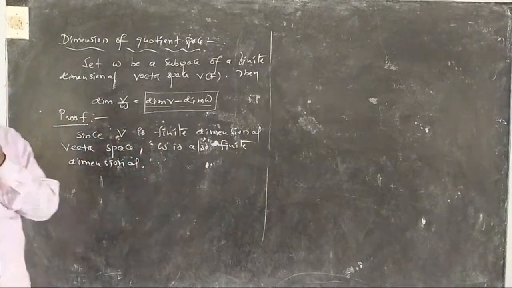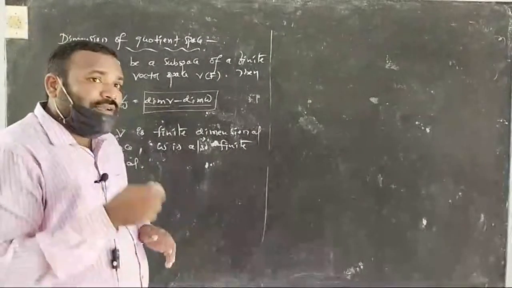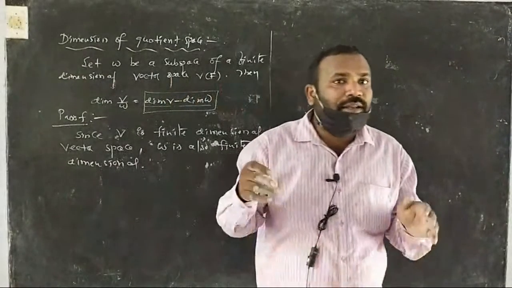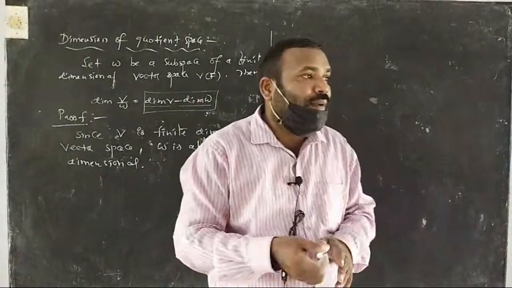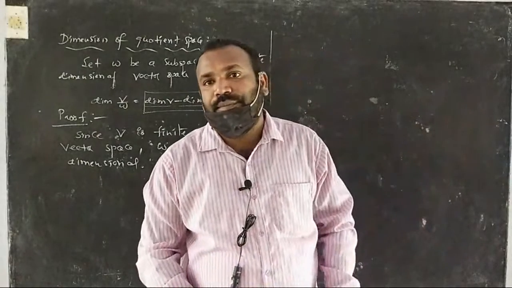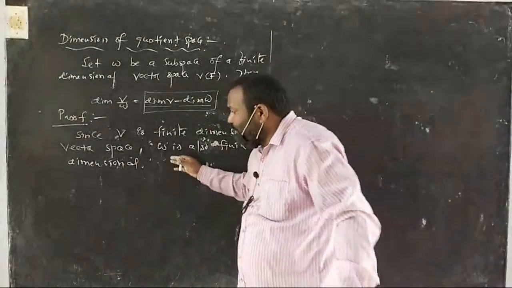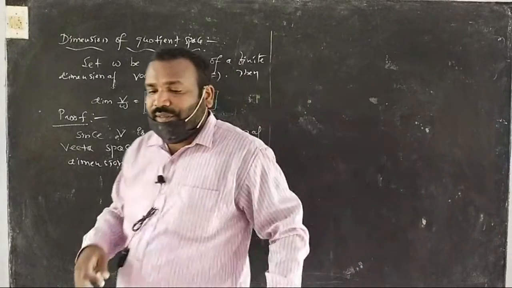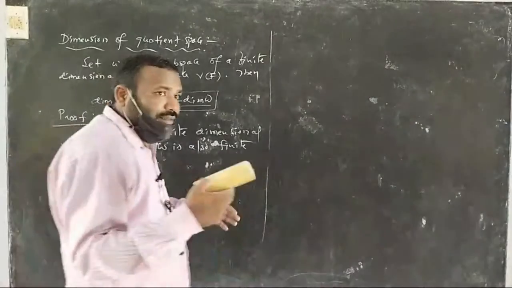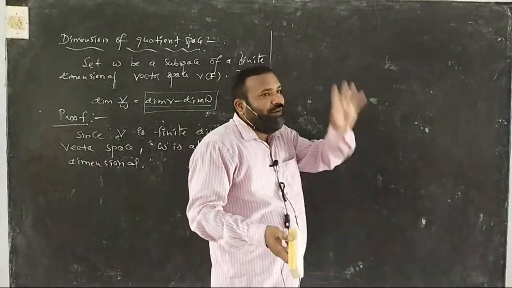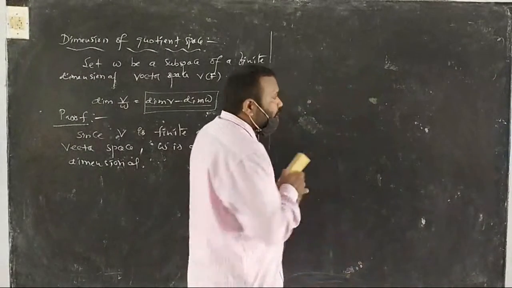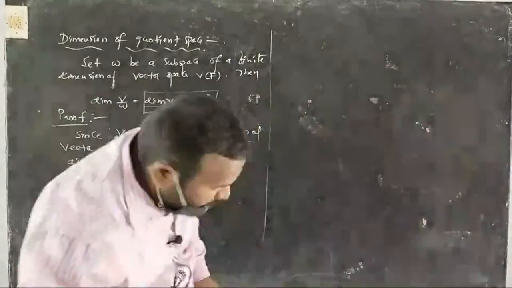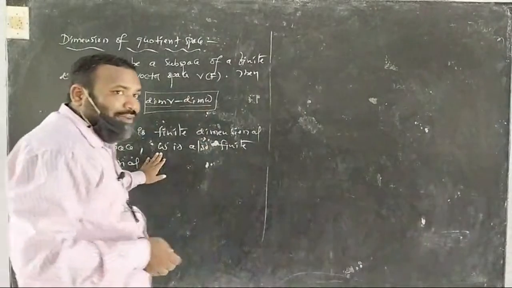By the definition of a finite dimensional vector space, every finite dimensional vector space will have a finite basis. So W will have a finite basis. Finite basis means it has a basis in which there are a finite number of elements. So W must have a finite basis.